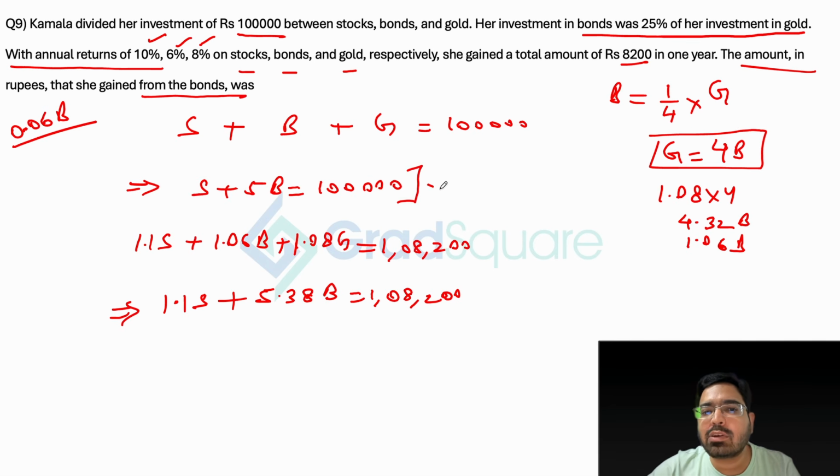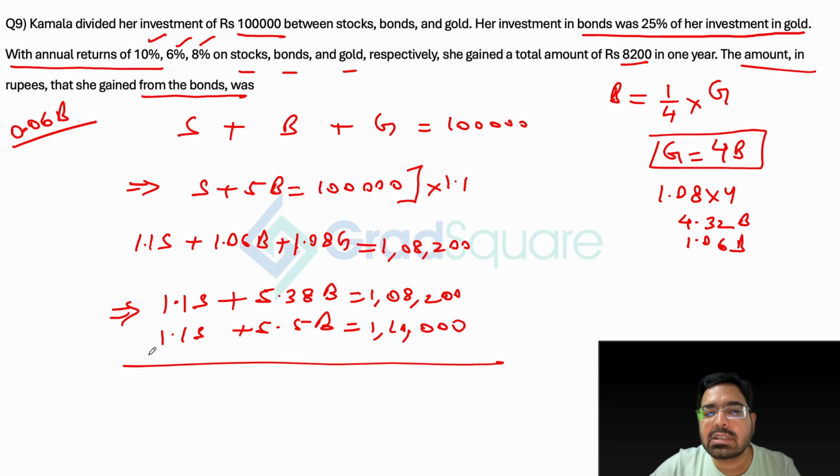So multiply this equation by 1.1 so that I can cancel the two equations. If I multiply it by 1.1, I'll get 1.1S plus 5.5B equals 1,10,000. Correct? Now subtract the two equations. What happens? This and this get cancelled out. 5.5 and 5.38. So 0.12 is what you get. 0.12B. Subtract the reverse way. 5.5 minus 5.38. So 0.12B. On the right hand side, what happens? 1,10,000 minus 1,08,200, right? So that is 1,800.